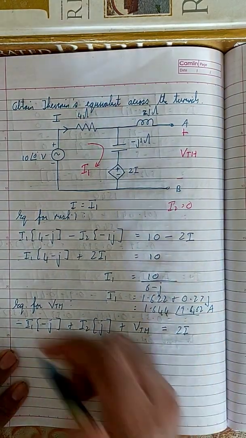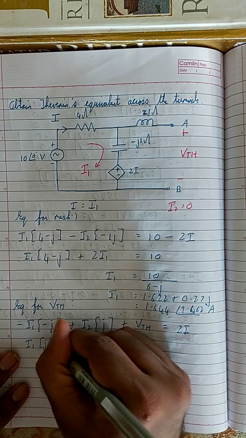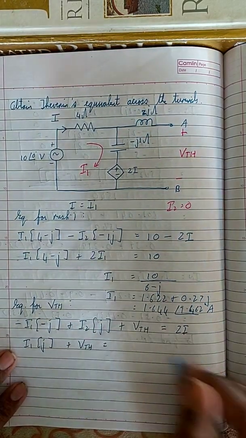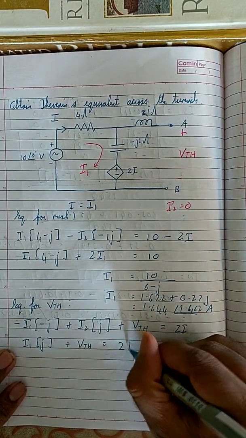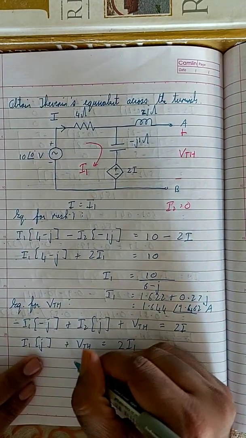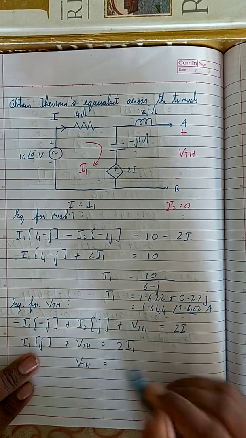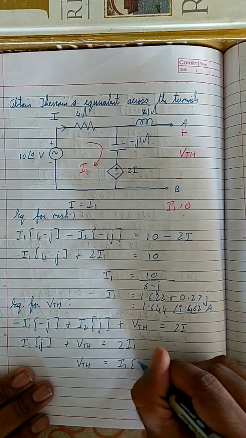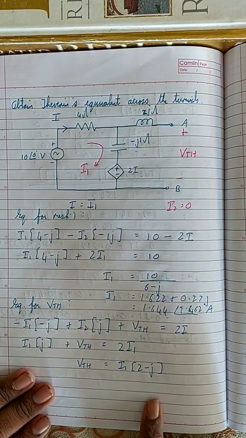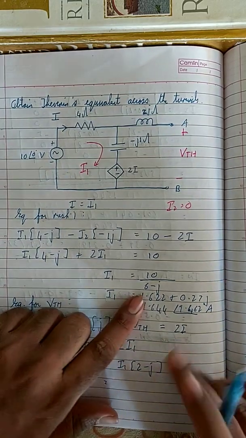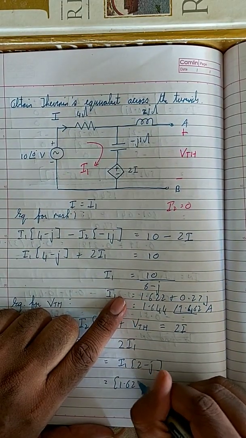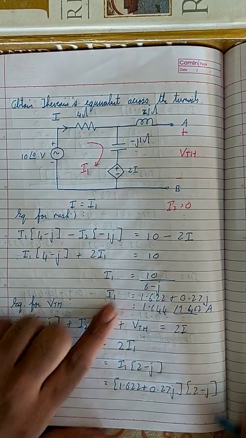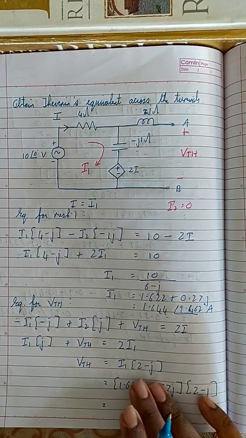Okay, and this is basically I1 into j. I2 is 0, plus VTH is equal to 2I, which is equal to I1. In other words, VTH is equal to I1 into 2 minus j. This is the value of VTH. And we already know what I1 is, right? I1 is 1.622 plus 0.27j, into 2 minus j. This is the value of VTH, which means, let me see the answer.